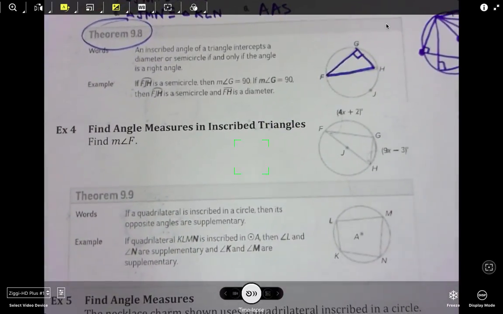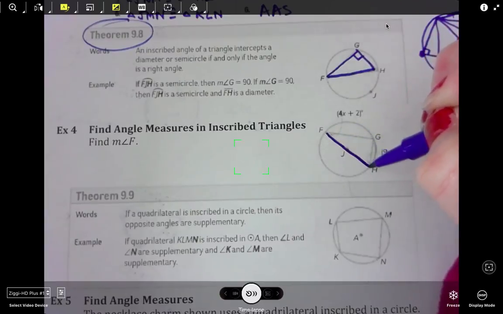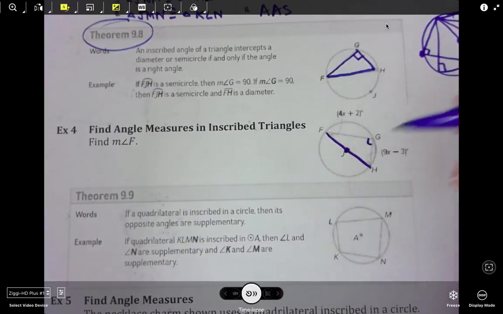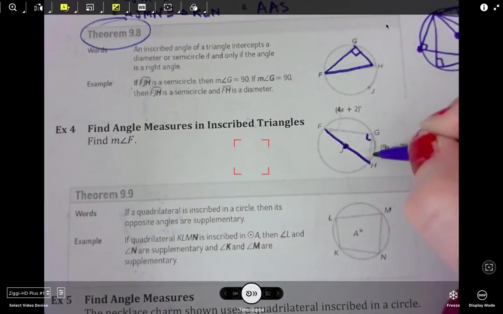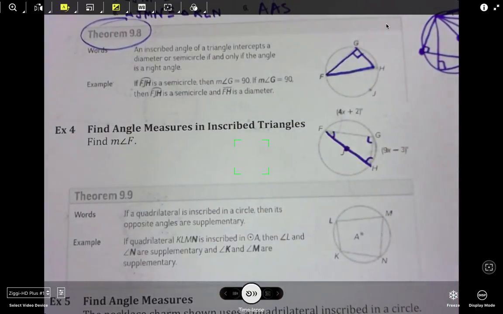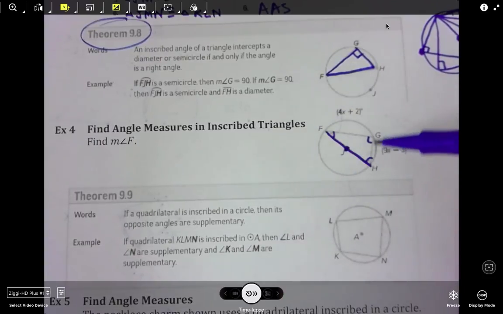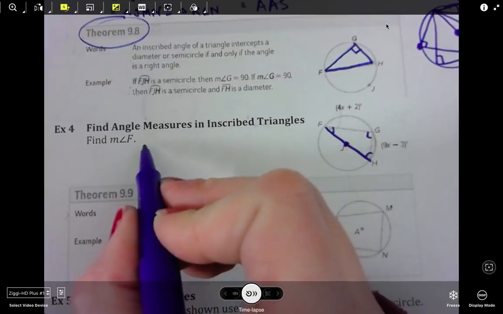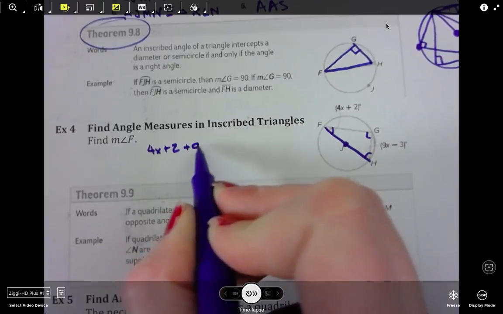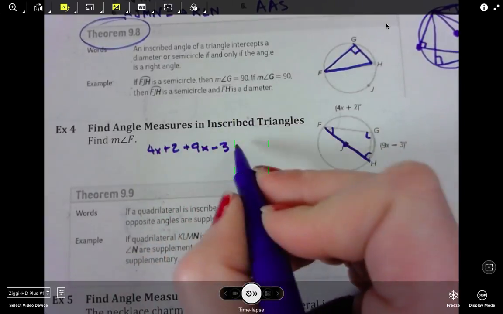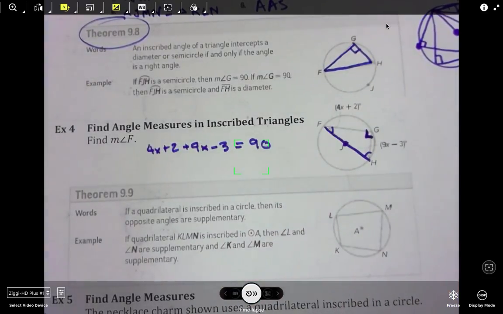Okay. So find angle measures of inscribed angles. This one kind of identifies that this side goes through the center. So this has to be a 90-degree angle. Okay. So these two right here, 4x plus 2 and 9x minus 3, that's what those two angles are. And if this one is 90, then these two have to add up to be the other 90 because there's 180 degrees in that triangle. So 4x plus 2 is not equal to 9x minus 3. I can add those two together, 9x minus 3 and 4x plus 2, and that's equal to 90 degrees. Because if this is a 90-degree angle, these two have to add up to be the other 90-degree angle.